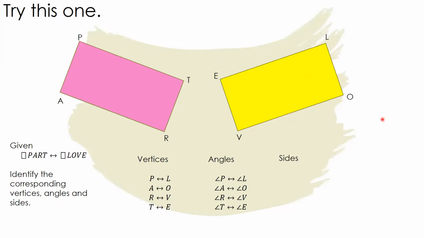When it comes to the sides, PA corresponds to LO. AR corresponds to OV. RT corresponds to VE. And TP corresponds to EL.